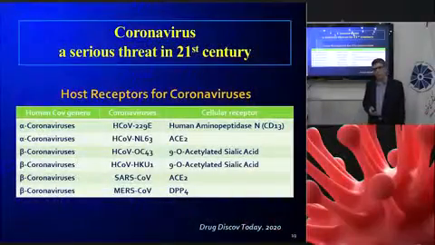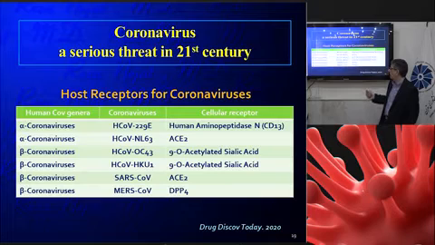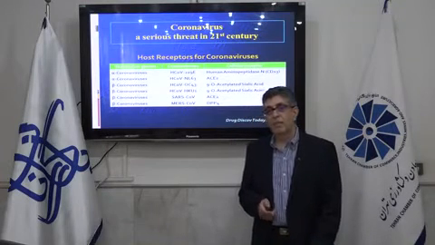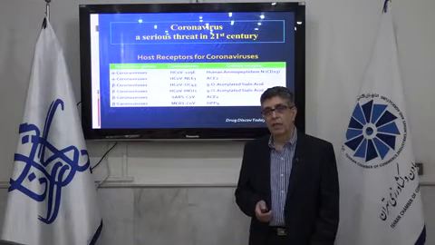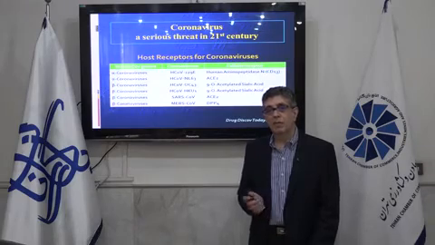This table shows us that the receptor for the coronavirus family are different. SARS is ACE2, and another coronavirus, NL63, is ACE2 too. And COVID-19, the disease that is spreading all over the world, the virus responsible for COVID-19 also uses ACE2.